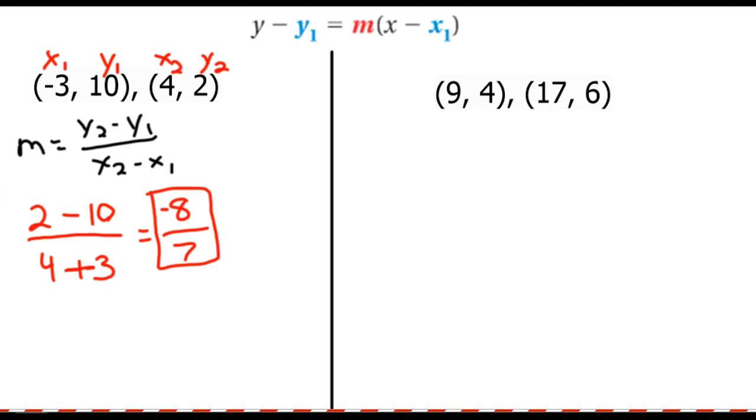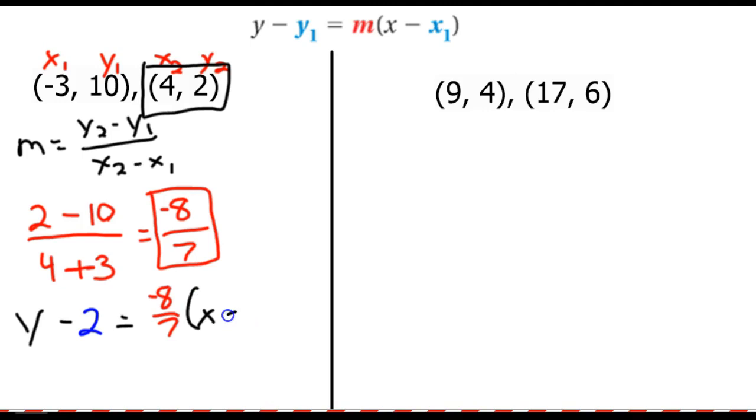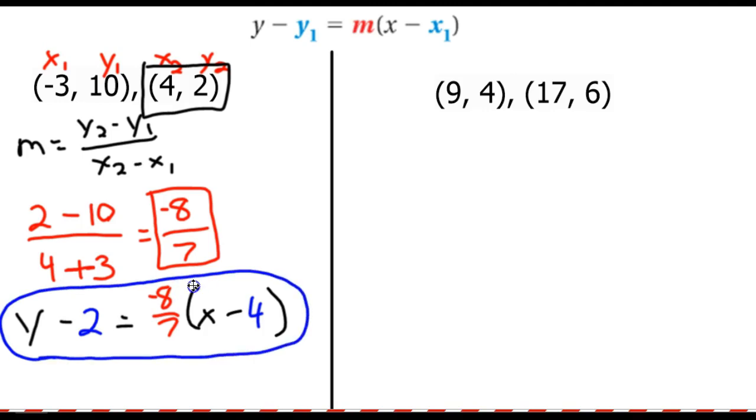Now it just says to write in point slope form. So all we're going to do is use our slope and pick a point. I'm going to use this one because it doesn't have any negatives, so it'll be easy for us. So we'll start with y minus y1. Well, what we're using now only has one y. So that y1 is going to be 2 equals our slope, which is negative 8/7, times x minus our x1. And we decided our x1, if we're using this point, is going to be 4. So our equation is y minus 2 equals negative 8/7 times x minus 4.